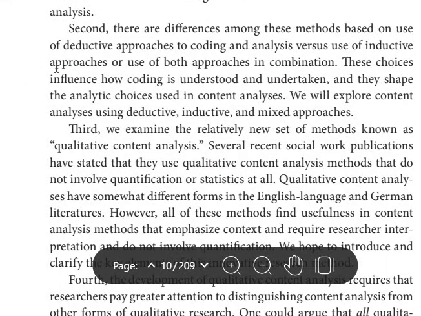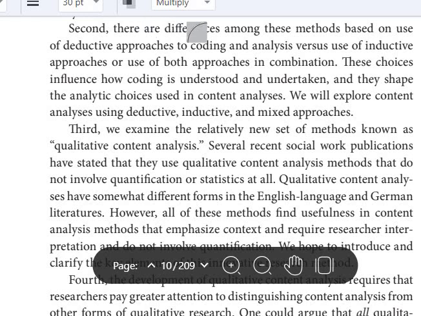Here it says that there are differences among these three methods based on what? Based on the use of deductive approaches to coding and analysis versus use of inductive approaches or use of both approaches in combination. Okay, so we will talk about the coding and how coding is done in these three approaches.